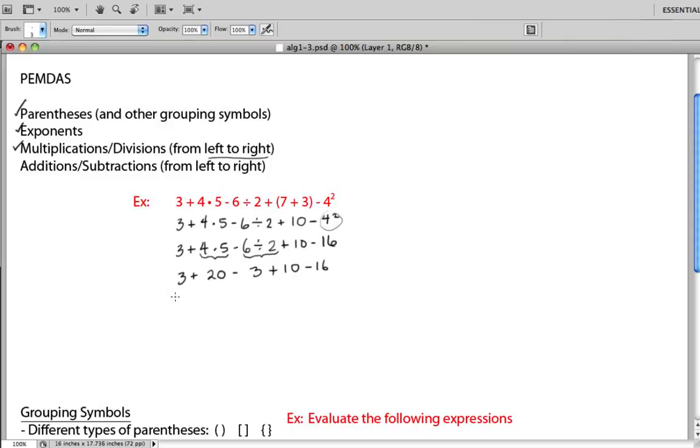Lastly, we have additions and subtractions. We work it out from left to right. So the first thing on the left would be the 3 plus 20. That would be 23. Next, we would calculate the 23 minus 3, which would be 20. Then 20 plus 10. Then finally 30 minus 16. The answer would be 14.